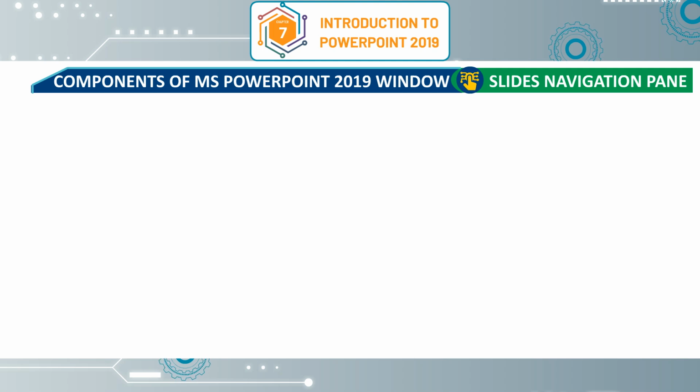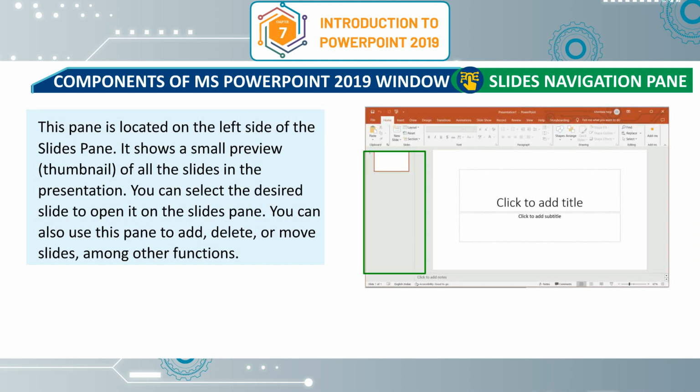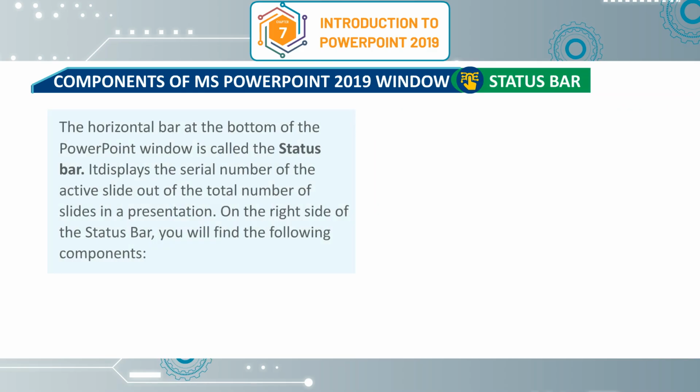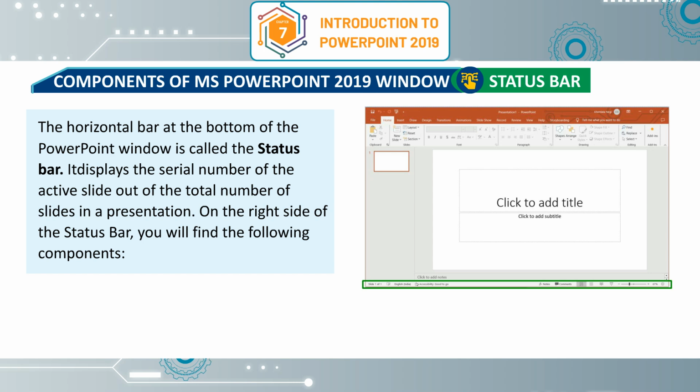Slides navigation pane. This pane is located on the left side of the slides pane. It shows a small preview thumbnail of all the slides in the presentation. You can select the desired slide to open it on the slides pane. You can also use this pane to add, delete or move slides among other functions. Status bar. The horizontal bar at the bottom of the PowerPoint window is called the status bar. It displays the serial number of the active slide out of the total number of slides in a presentation.